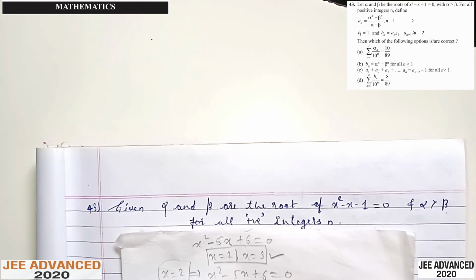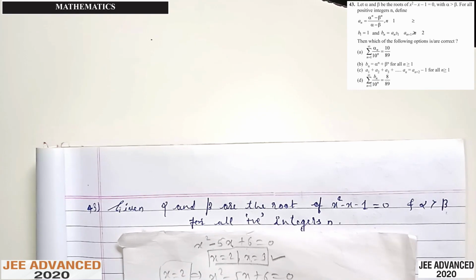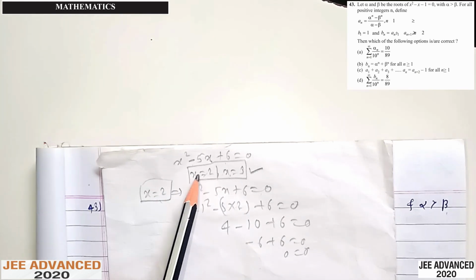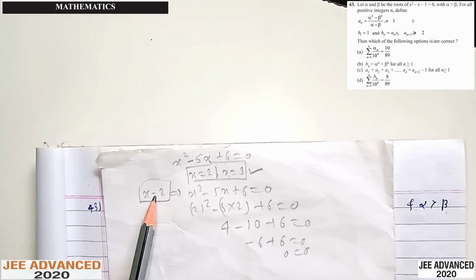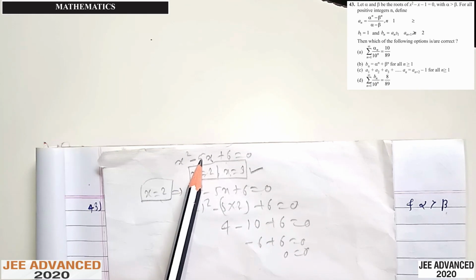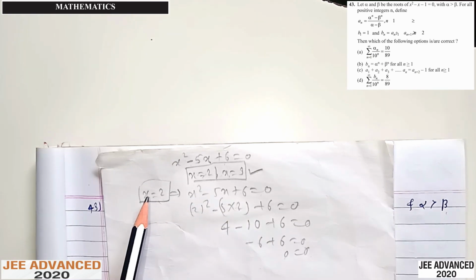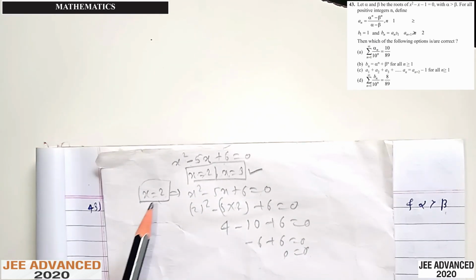So 4 minus 10 plus 6 is equal to 0. So 4 minus 10 will be minus 6, plus 6 is equal to 0. So 0 is equal to 0. What I have done here is, first of all, the root which I got from the quadratic equation, I substituted this root back into our quadratic equation, and that quadratic equation satisfies left and right hand side. That means we can say x equal to 2 is the root of our quadratic equation, and it satisfies our quadratic equation.